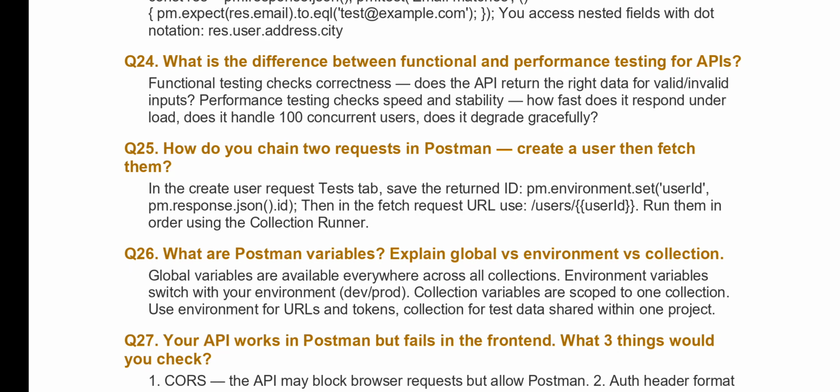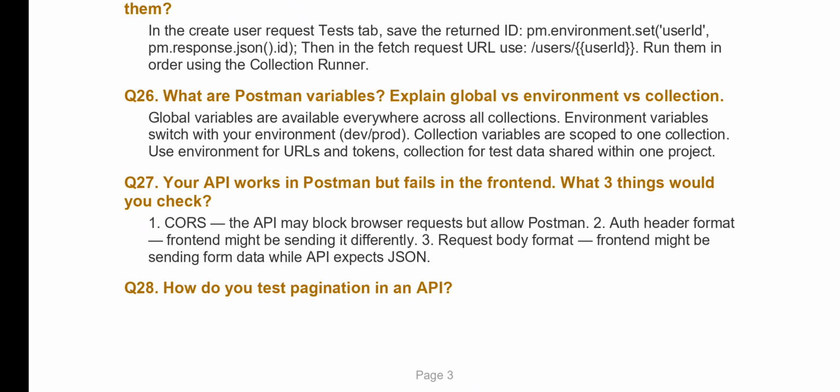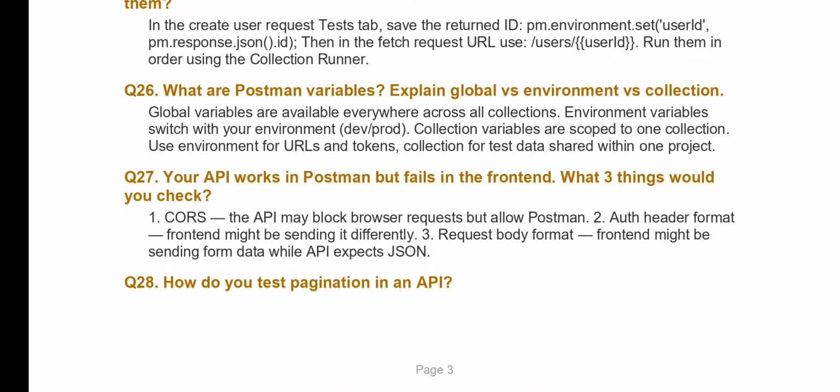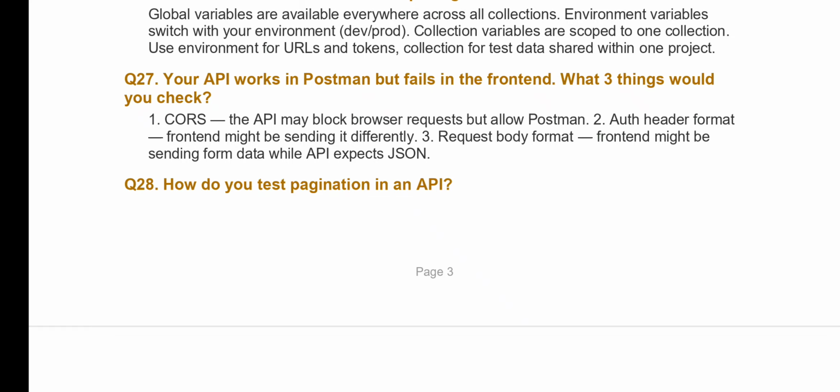What's the difference between functional and performance testing for APIs? How do you chain two requests in Postman? Create a user, then fetch them. What are Postman variables? Explain global versus environment versus collection. Your API works in Postman but fails in the front end. What three things would you check?